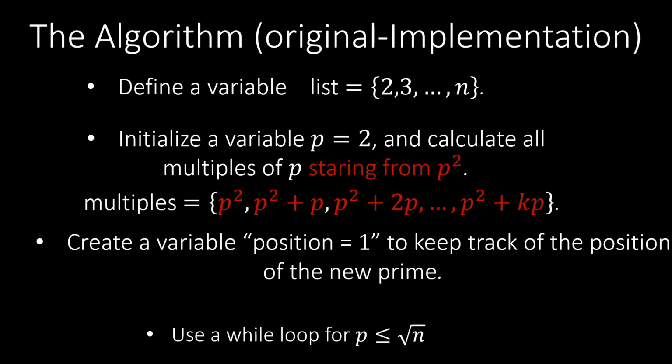So we're going to use a while loop for that, and the while loop is going to work for p when it's less than or equal to the square root of n. So let's see how we implement this in Pari. Let's look at the code.